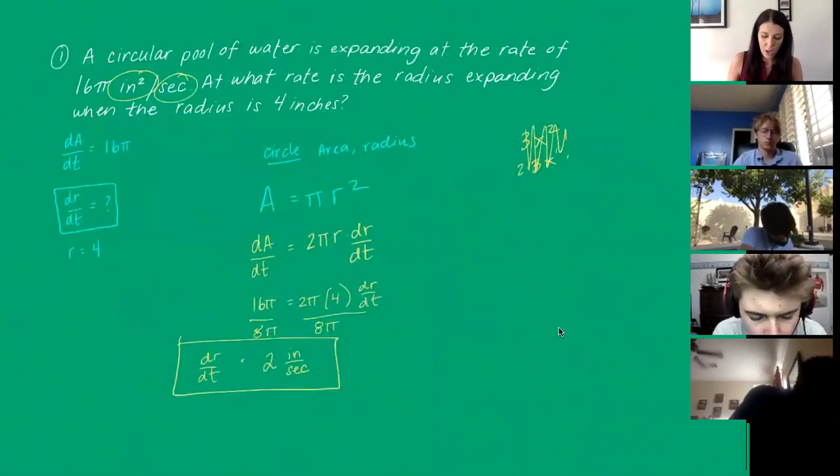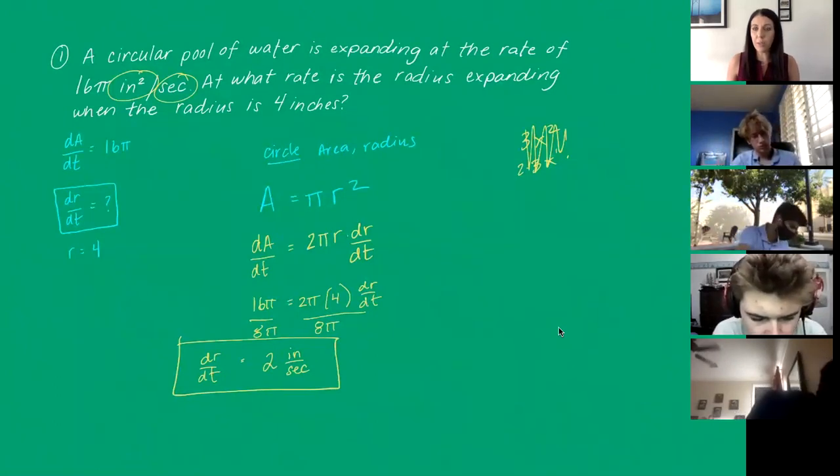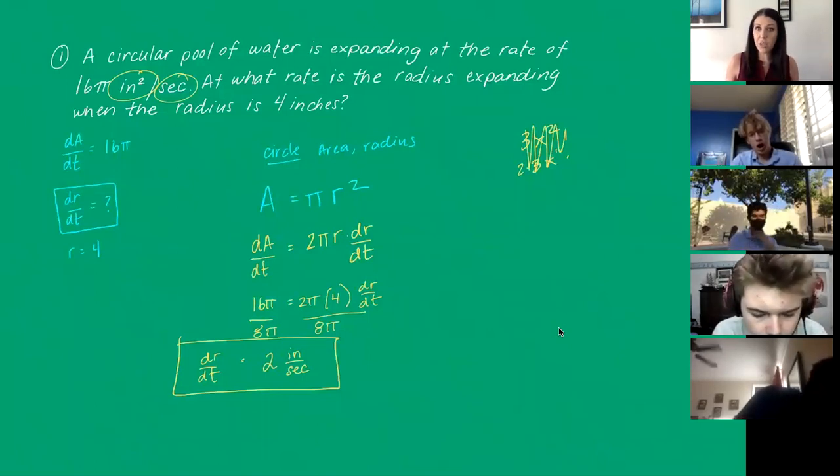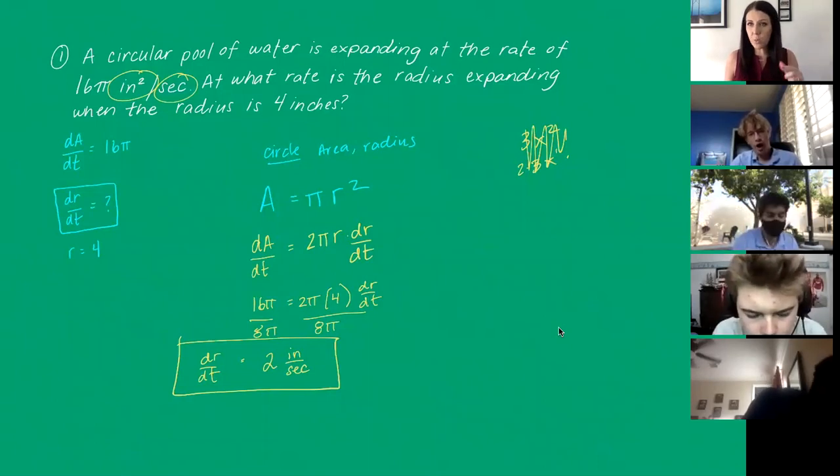So this is the problem we did yesterday, a circular pool of water. If you guys remember, we were given information about the fact that that circular pool of water was expanding at a rate of 16 pi inches squared per second. The inches squared is what told us it was a change in area. And then the seconds told us that it was with respect to time. And so we set up our given.